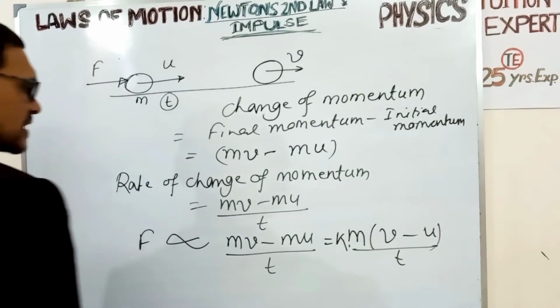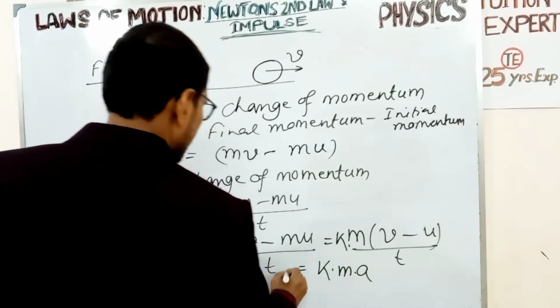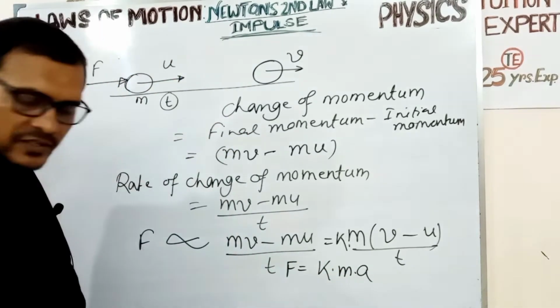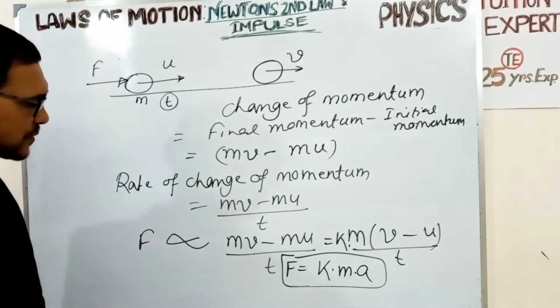A constant term is present here. Now this is equal to k m a. So F equals k m a. Now what is the value of k?